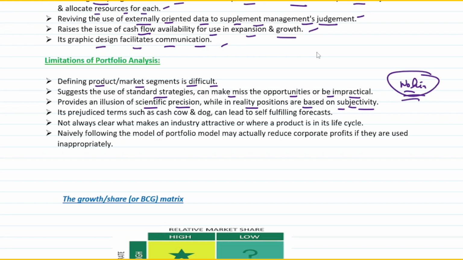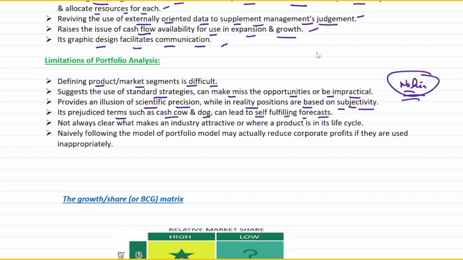Then it says its prejudiced terms such as cash cow and dog can lead to self-fulfilling forecasts, or prophecies. So basically it's prejudiced terminology. There are two animals that are considered when we talk about the BCG matrix: one is called a cash cow and the other a dog. We'll try to understand it in a better way. If you just follow the portfolio analysis system, its prejudiced terms, cash cow and dog, can lead to self-fulfilling forecasts.